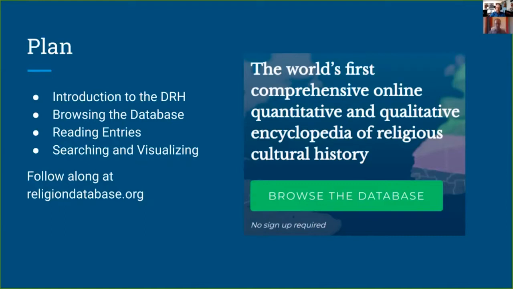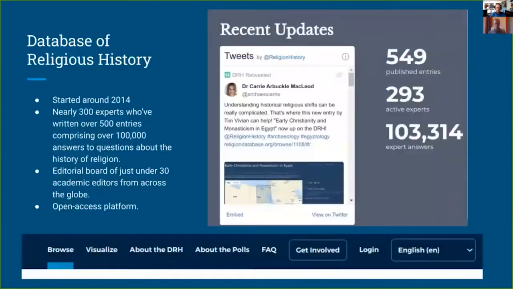So the project itself is a little bit complex. We like this little tagline I have here on the screen: the world's first comprehensive online quantitative and qualitative encyclopedia of religious cultural history. What that means is that the database contains many entries that are entered by experts in their fields, but those entries consist of answers that are quantitative and qualitative in nature. And you'll get a better sense for that in a little bit.